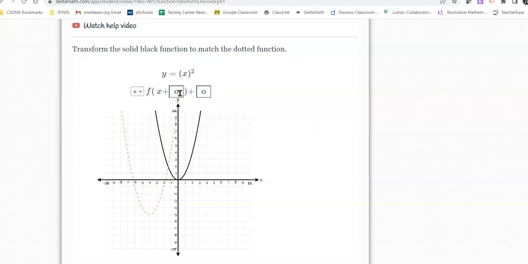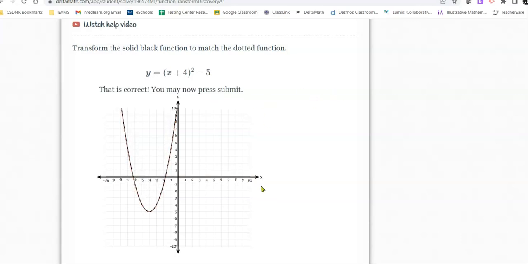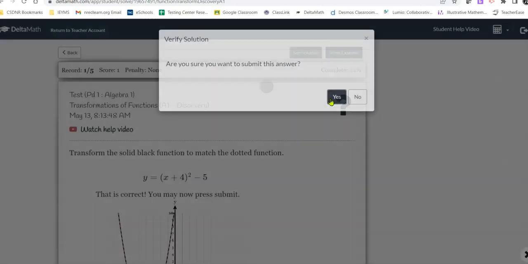So it looks like I'm going to move left 4, so that's plus 4. I don't even need it. And I'm going to move down 5. So I need a minus 5 here. And once I click out, it will transform and I can click submit.